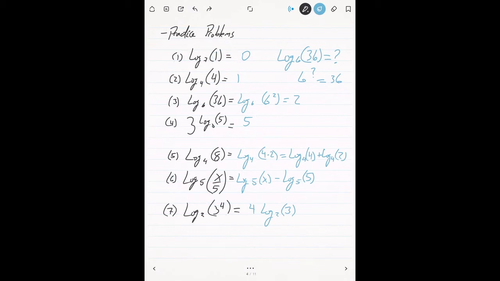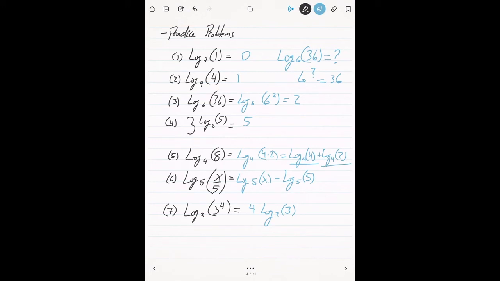Notice that log base 3 of 3 to the log base 3 of 5 gave me just 5. Keep in mind that these need to be the same number. If they're different numbers, the property doesn't work here. Log base 4 of 8, I rewrote 8 to be 4 times 2. So I could then say, oh, well, that's just log 4 of 4 plus log 4 of 2.